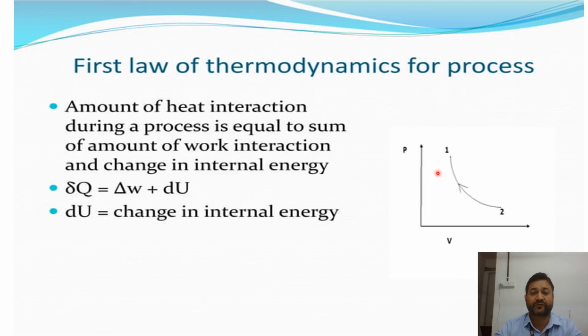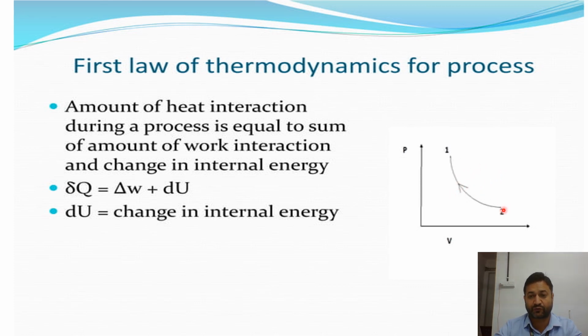Now what is going to happen? First law for a process. Suppose we are going from state 2 to state 1. So this is a single process. For a single process, what is the first law of thermodynamics? The amount of heat change will be equal to the change in work plus delta U. This is a very important term, delta U, the change in internal energy of that process.